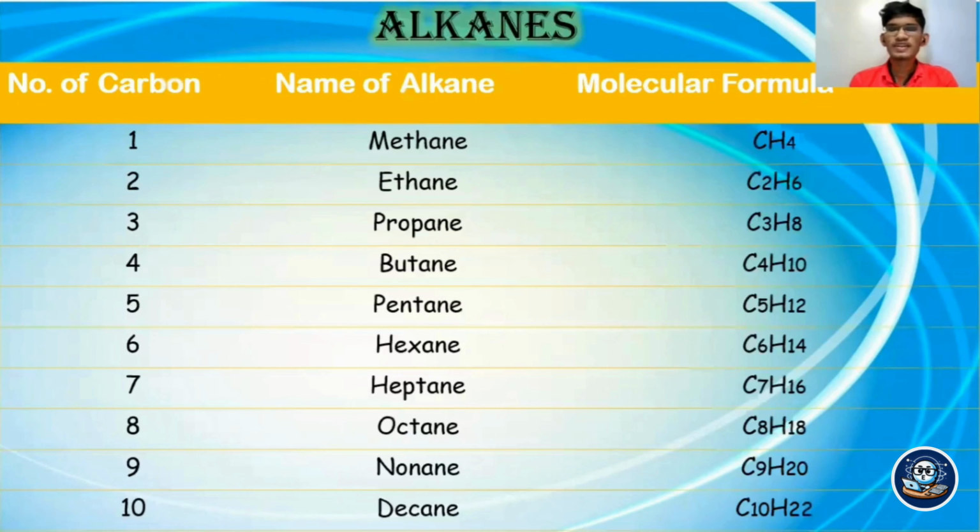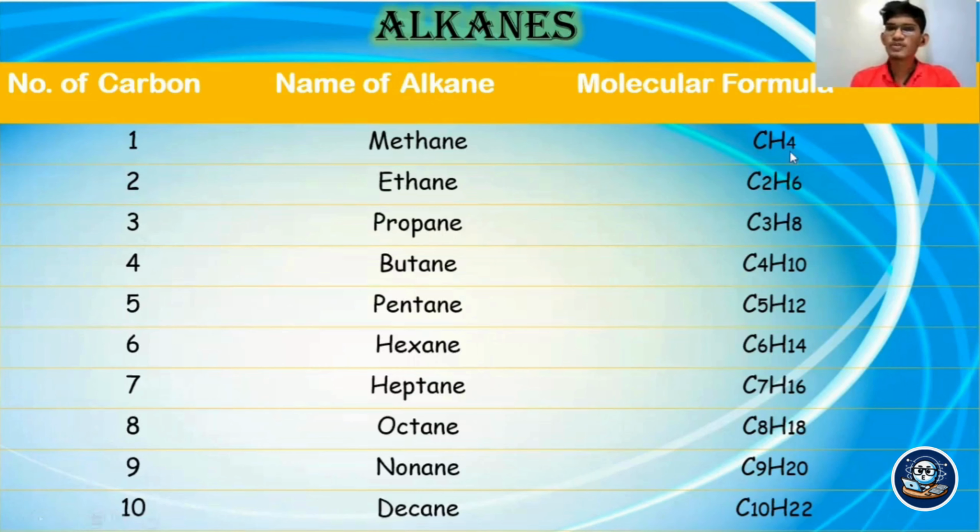Now we'll see about the alkanes. On your screen, you can see a table consisting of 3 columns. In the first column, you can see the number of carbons, in the second column, the name of an alkane, and in the third column, the molecular formula. We know 1 carbon, methane; 2, ethane; 3, propane; 4, butane; 5, pentane; 6, hexane; 7, heptane; 8, octane; 9, nonane; and the 10th one is decane.